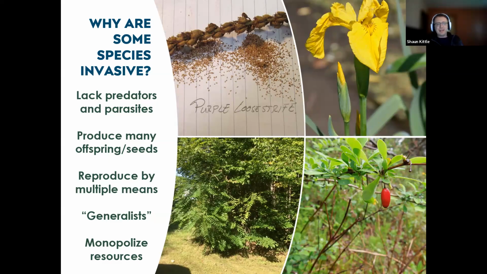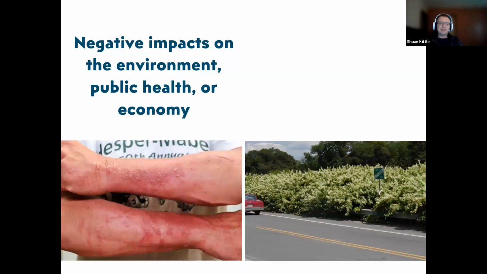And then lastly, we have monopolized resources. Once established, invasive species can form a monoculture, which basically means that they're going to hog all of the resources for themselves and make it very difficult for native species to coexist with them. All right, next slide, please.